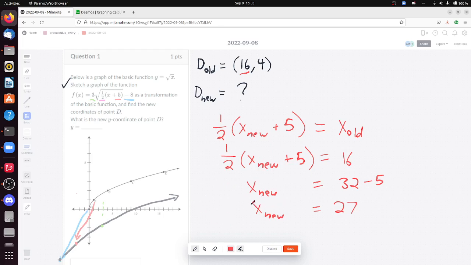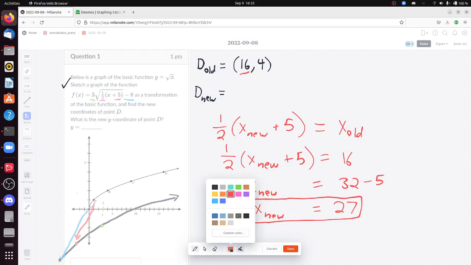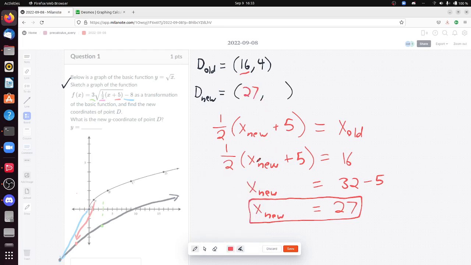The first option, after we know x new, and remember I can write this up top here since we now know that, is that the new x coordinate is 27. We can take this new coordinate and plug it into this complicated function, but that's a bit of extra work that we don't need, because if you plug in x of 27 down here, you get the same output that you would have gotten if you just plug in 16 in the original function. And the output there is 4.